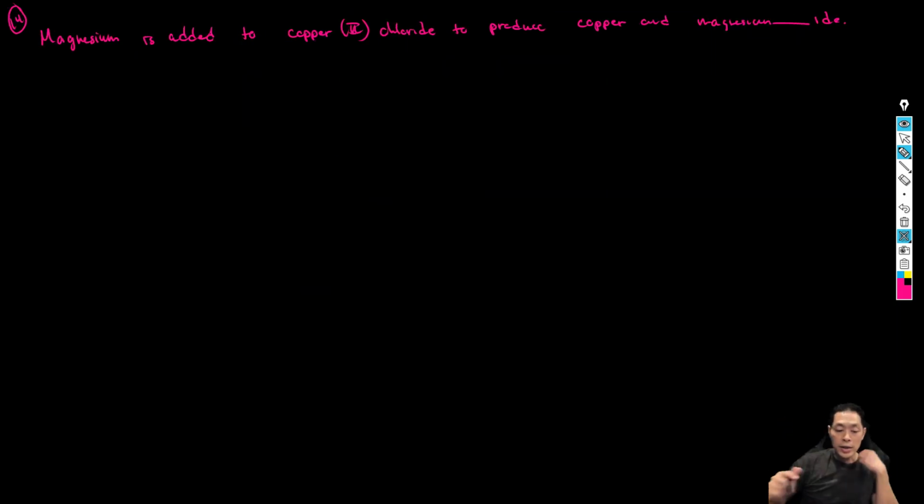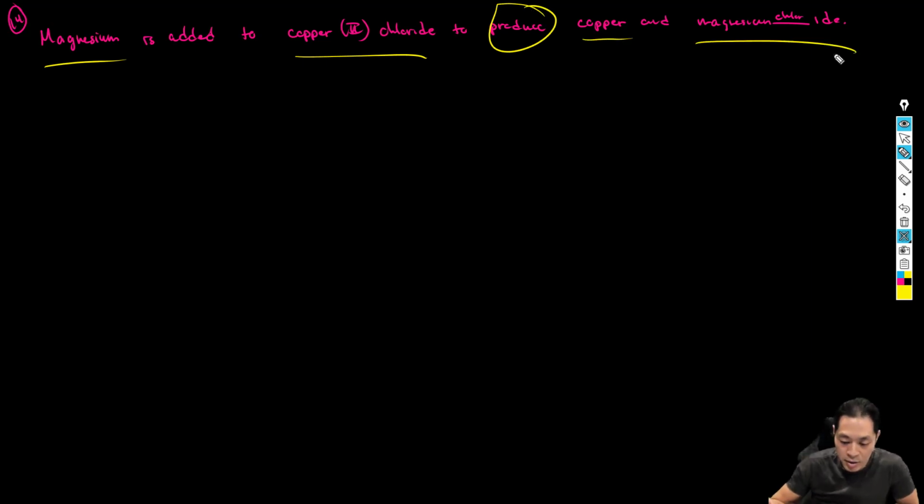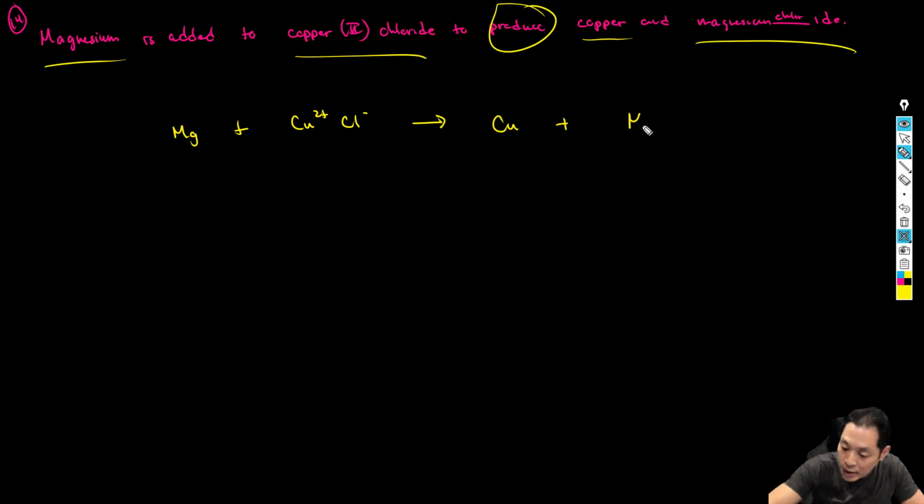Alright, number 14. Magnesium is added to copper 2 chloride to produce copper and magnesium. Well, most likely chloride. So magnesium, copper chloride produces copper and magnesium chloride. We're just going to switch the metals. Magnesium is Mg, and it's going to react with copper 2 plus, chloride 1 minus, yields copper metal and magnesium 2 plus, chloride 1 minus.